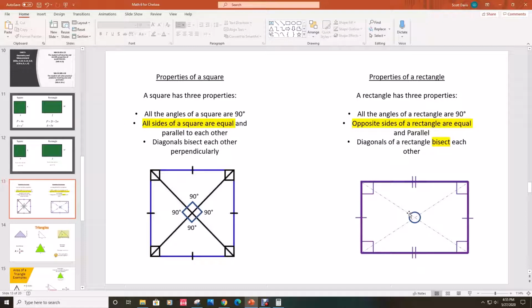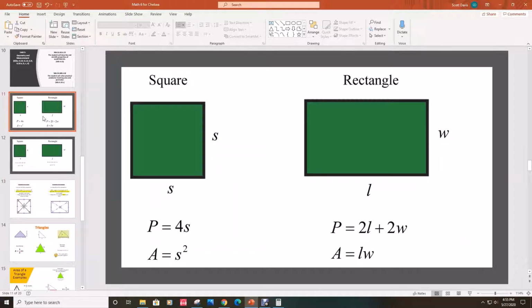Okay, that bisect word meaning they just cross through each other. That's why on this one I just drew a circle showing you that, look, they just crossed each other. But it's not necessarily a perfect, perpendicular crossing with 90 degrees, all equal and 100% the same. Right here, they just cross each other. So those are the differences between your square and your rectangle, and that's why your formulas look like that.